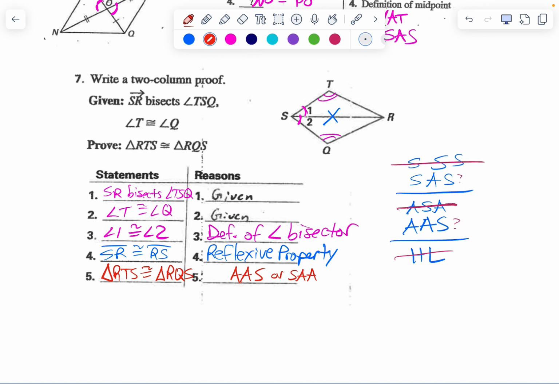Tomorrow, no help. It's just blank proofs. Just a whole packet of blank proofs, okay? So maybe look over this tonight. Get familiar with your reasons. Wait, we can't use the reasons? Well, in class you can. You may not use it on the test, though.